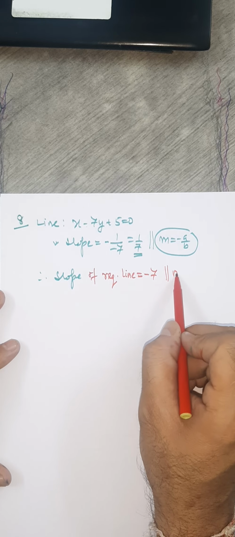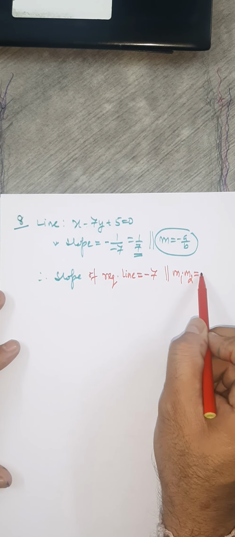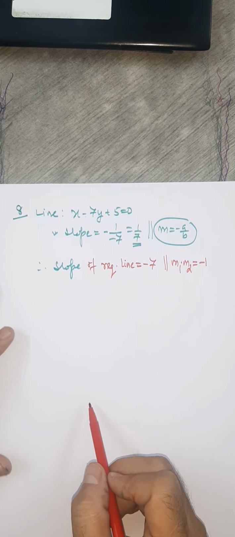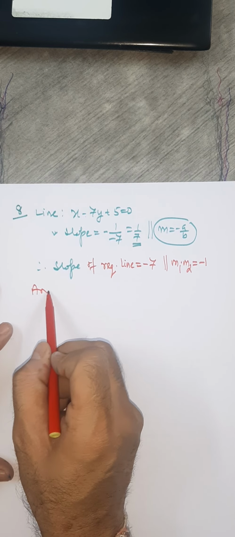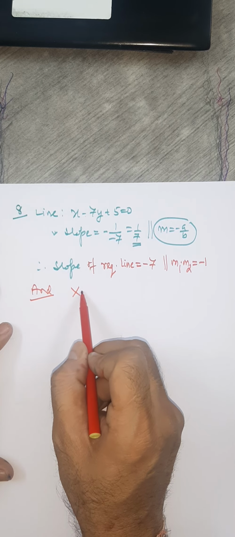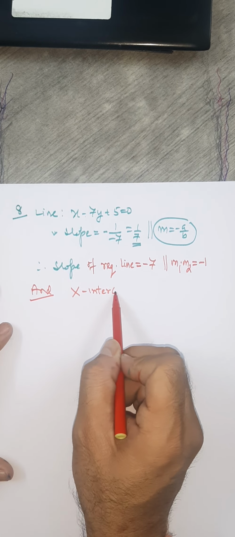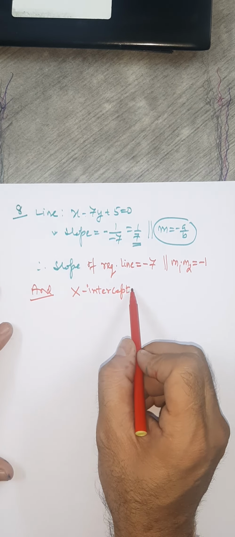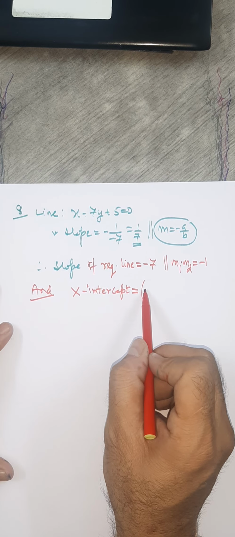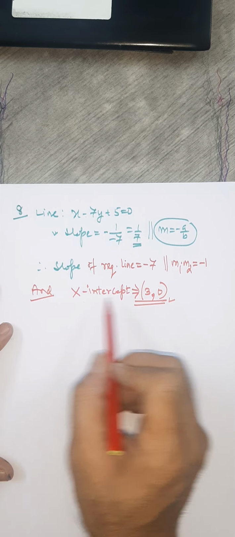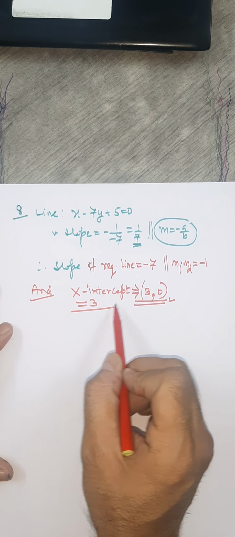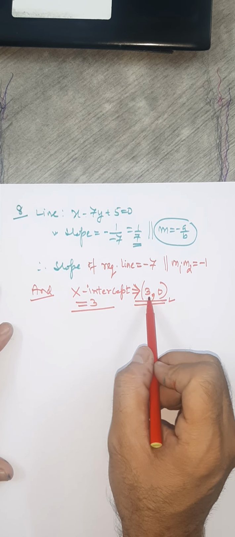Which concept have you used here? m1 into m2 equals minus 1. Product of the slopes equals minus 1. And the x-intercept is here. X-intercept is 3. What's the meaning of this indirectly? Which point are you given? X-intercept is 3 means the line intersects at 3 comma 0. So you have a point. X-intercept is 3 here. It implies the point is 3 comma 0.